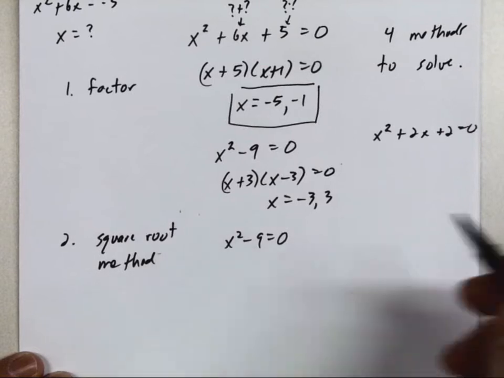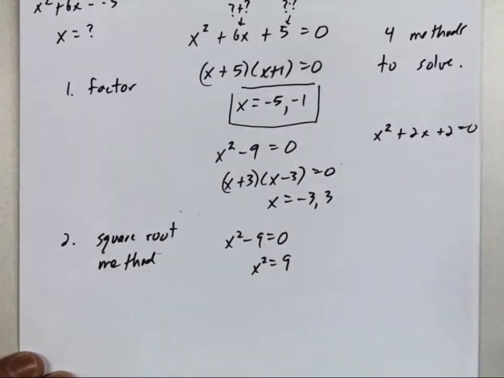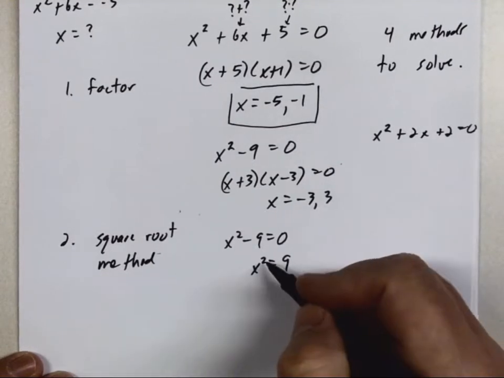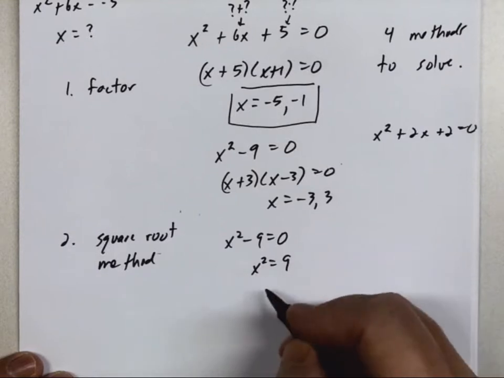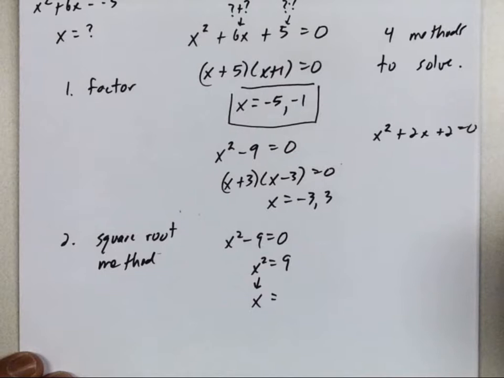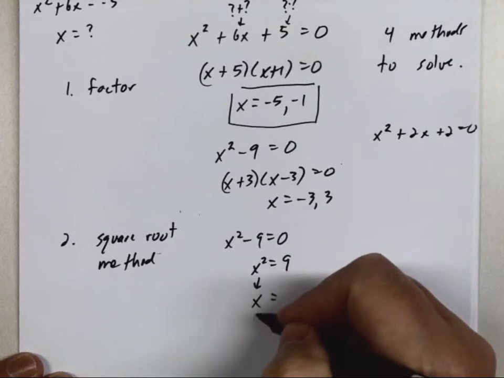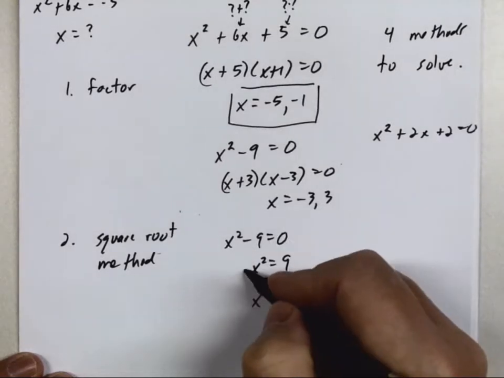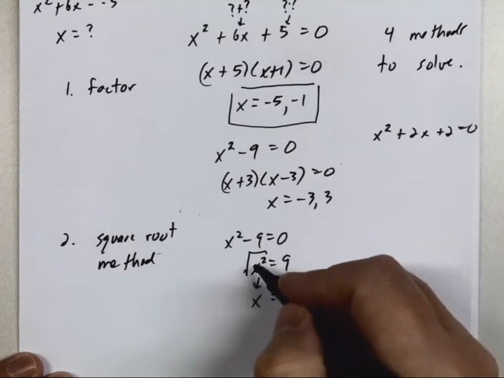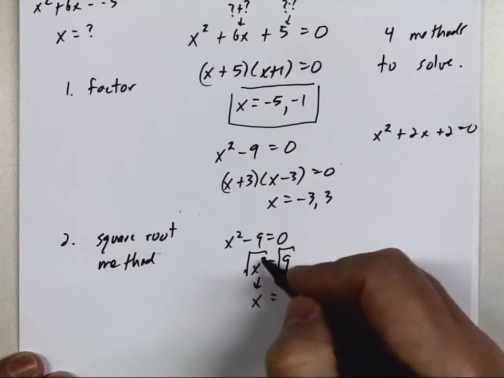But when you use the square root method, what I'm going to do is move the number to the other side. And now over here, all I have is x squared. My ultimate goal is to somehow convert x squared to x. How do you take something squared and turn it to x? Take the square root. Of course, I have to take the square root of both sides of the equation. The square root of x squared is x.